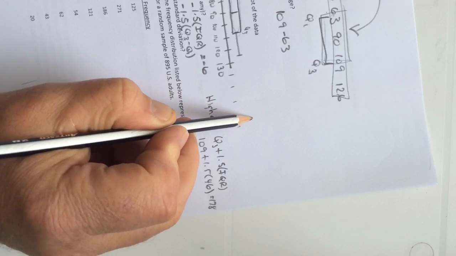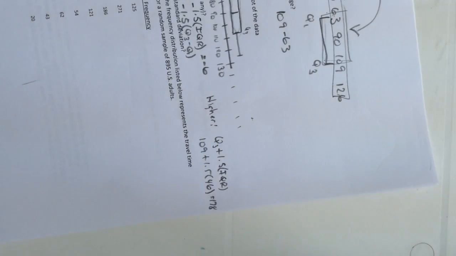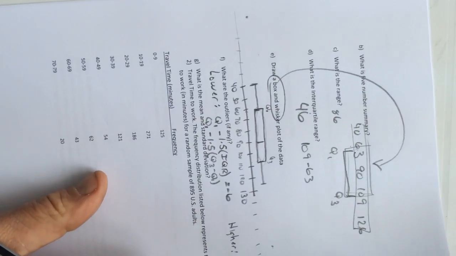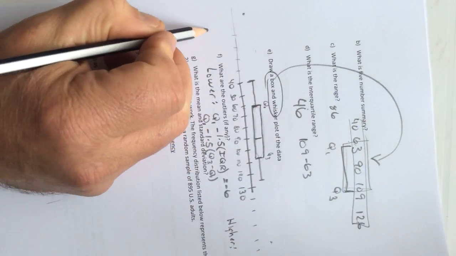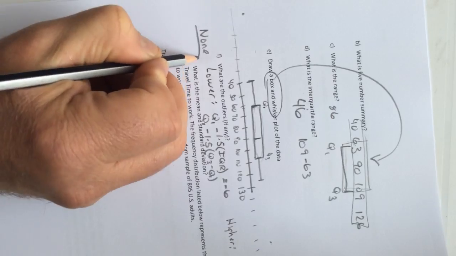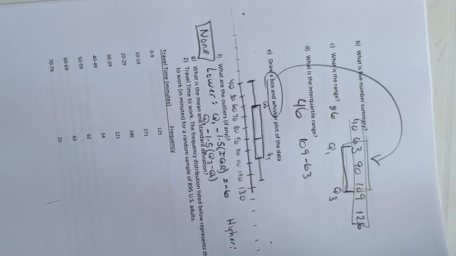There would have had to be a data point way out there in order for there to be an outlier. So what are the outliers, if anything? There are none. An outlier has to be pretty far away in order for all of that to work.